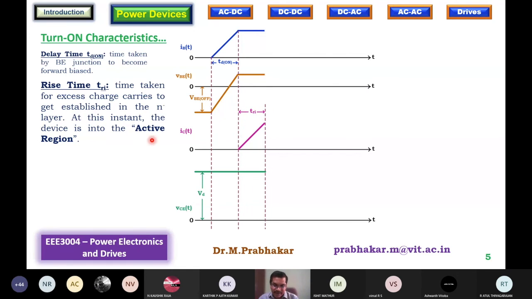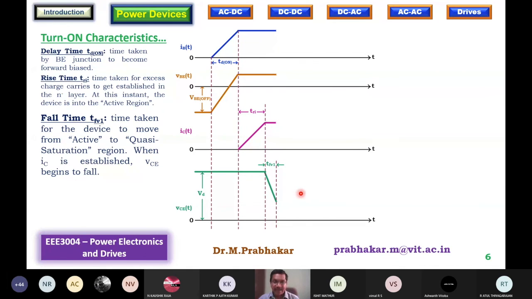At the end of TRI, the device will be in the active region. Remember, till now, the voltage across the collector emitter has not fallen. So try to recollect the characteristics. In the active region, VCE will be finite. But for our BJT to be completely on, VCE should be less, IC should be maximum. Those two things will take some time. Those are the remaining two time intervals.